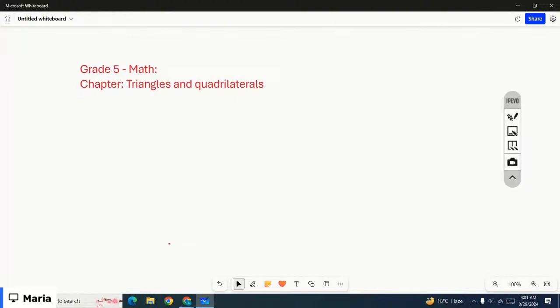You can find all the lessons on aplusstudents.com. You have to log in there using your email address and password as provided by the administrator. Then you have to select math from the subject tab, scroll down to grade 5, and then click on view all lessons. There you can find a list of the chapters. We're going to start with the chapter triangles and quadrilaterals.